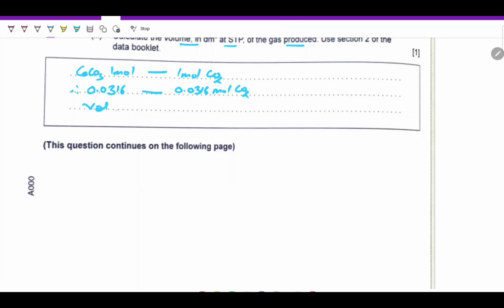The volume of CO2 at STP equals moles into 22.7, so 0.0316 into 22.7 dm³, and the answer comes out to be 0.717 dm³. That should be the answer.